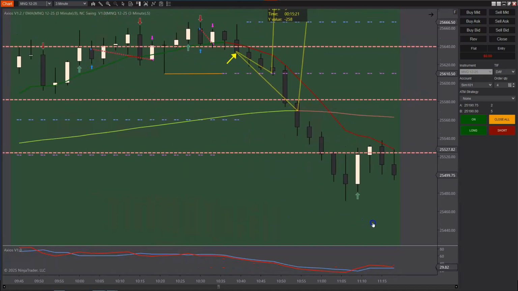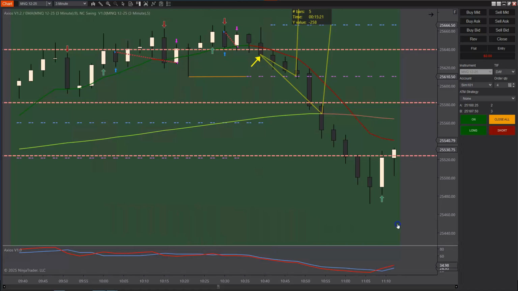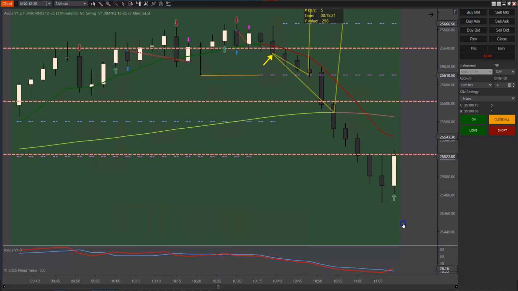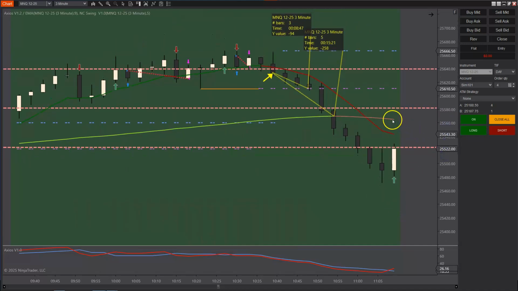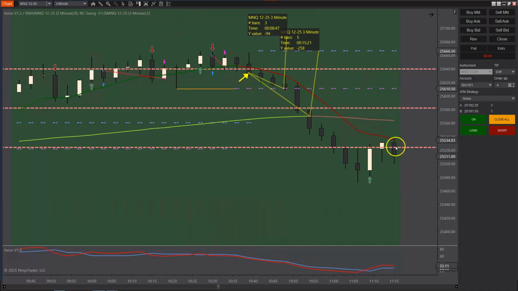So here, we get our Axios signal for long, and we're going to try to maybe target the middle of the opening range, maybe this swing high way up here. But maybe we don't know what to target until we get what we want, which is what we need is a close above the 9.